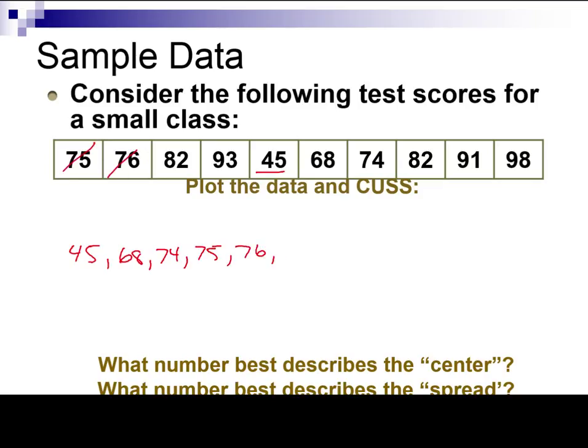So we got that one, that one, that one. Oh, okay, we got that one. Where are we at? 82. There's 2 82s? 1, 2, so 82, 82, 91 and then 93, 98.